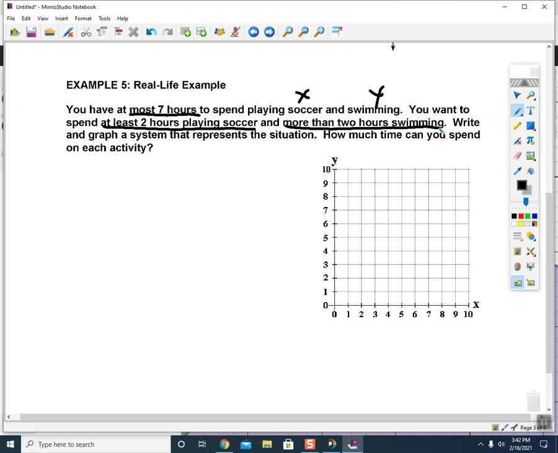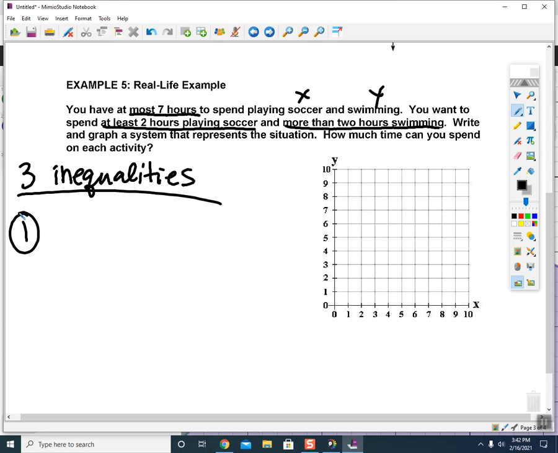Okay. So when we talked about what a system of inequalities was at the beginning, I said that we could have 2 or more inequalities. Here's a case where we are going to set up 3 different inequalities. So my first one is the total amount of time that I'm spending exercising, playing soccer and swimming, x plus y, needs to be at most 7 hours, so it needs to be less than or equal to 7.